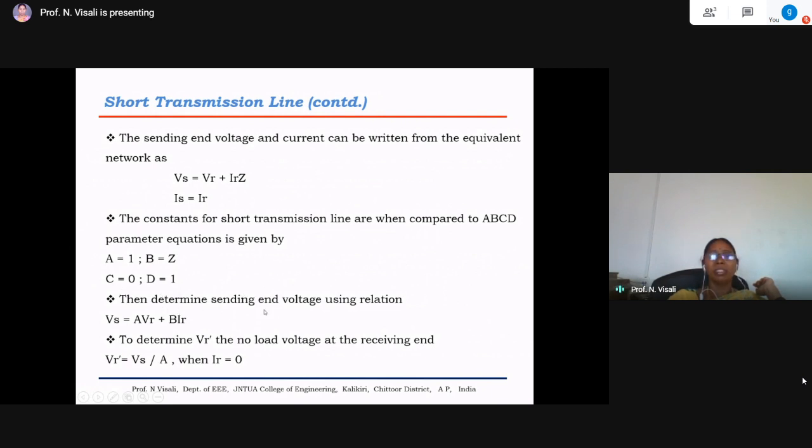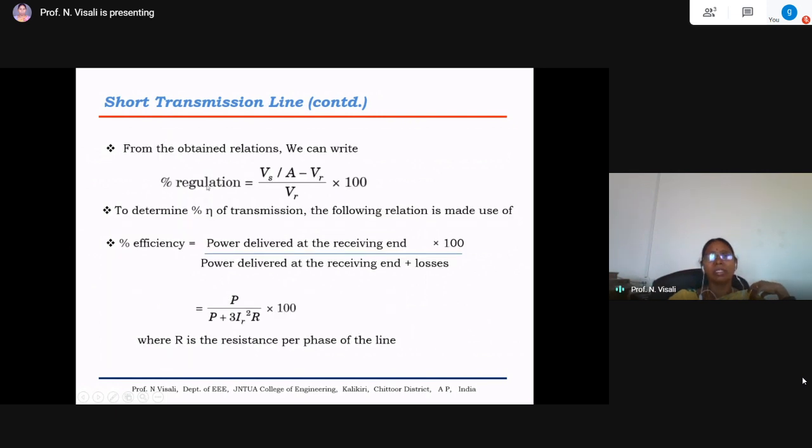Then determine the sending end voltage using the relation Vs is equal to A VR plus B IR, and to determine VR, the no load voltage at the receiving end, VR dash is equal to Vs by A when IR is equal to 0. From this equation, when IR is equal to 0, then VR is equal to Vs by A. From the obtained relations, we can write percentage regulation as Vs by A minus VR divided by VR into 100. Regulation is the difference of voltage from no load to full load. That is the meaning here.